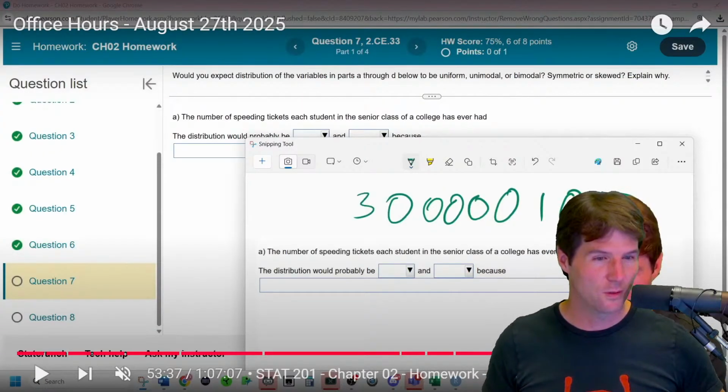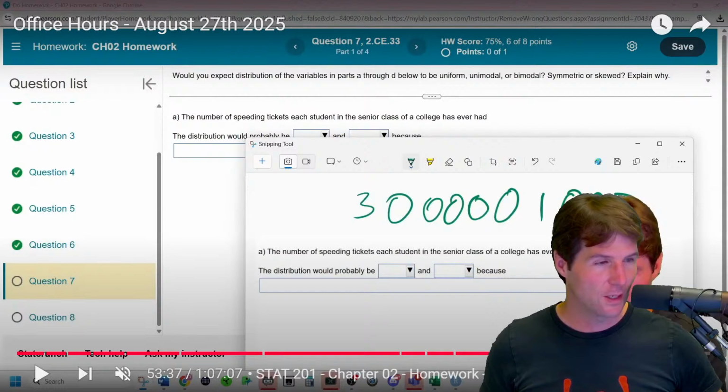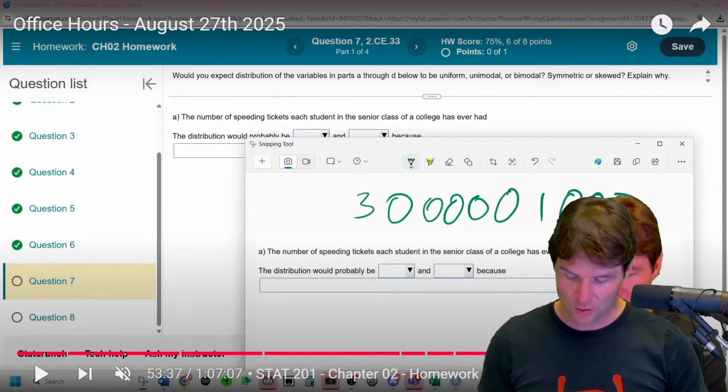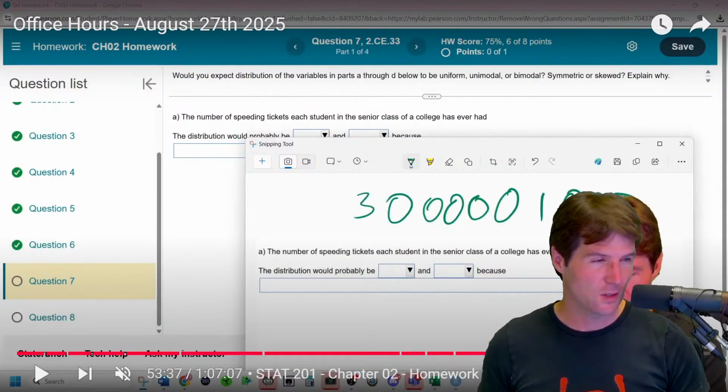The average college student, maybe 1 or 2. Yeah, probably a lot of 1 or 2s. Maybe some zeros, right? Like at most 1 or 2, right? So when we think about this right here, college students usually don't have a lot of speeding tickets.